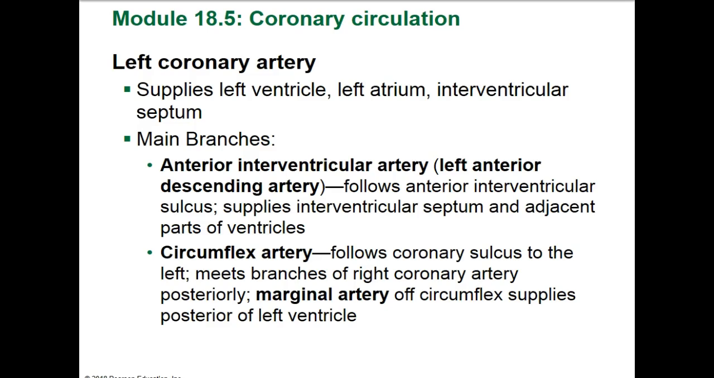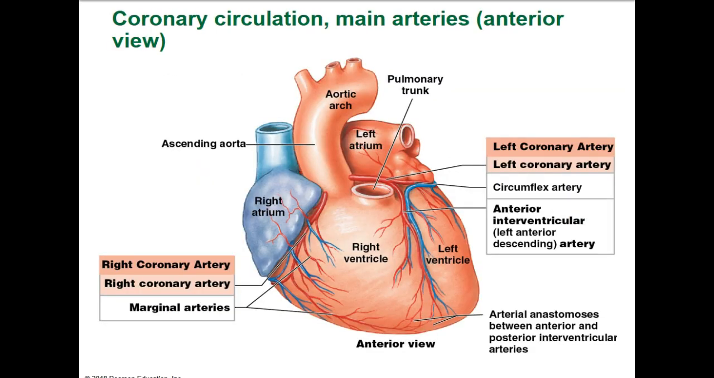So it also branches off. I mean, all of these arteries have other branches. So the marginal artery is one that comes off the circumflex. And here they are in the picture. This is the anterior view. Here's the left coronary artery. It shows the circumflex artery here, where it branches off, and then downward descending the anterior interventricular. On the other side, of course, the right coronary artery, which branches into the marginal arteries.